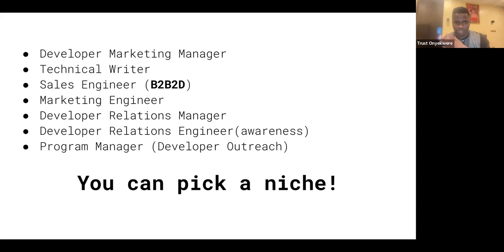Now, the first is the traditional role. You can become a proper developer marketing manager. That's it. But you can also decide to just be a technical writer. There are content engineers, there are documentation engineers, all fall under technical writing and all spanning through marketing efforts to create awareness. You can decide to be a sales engineer.